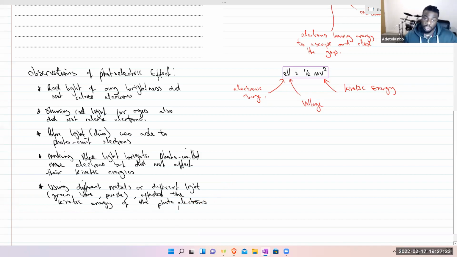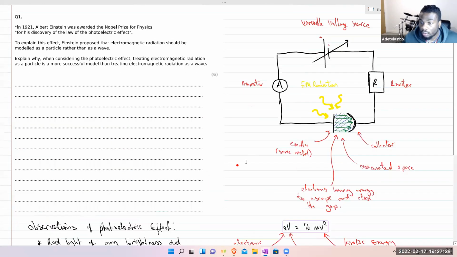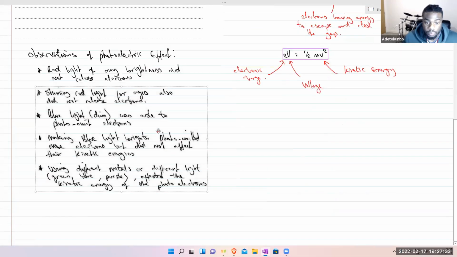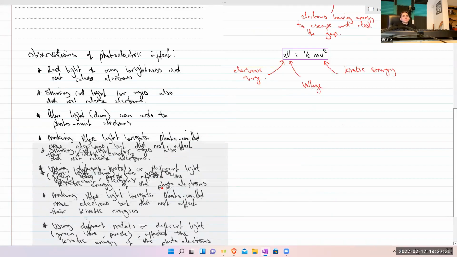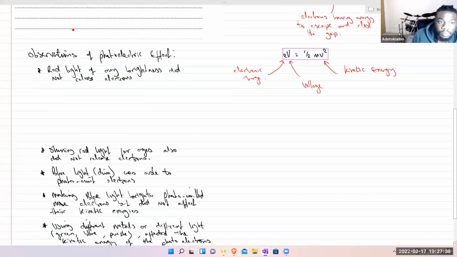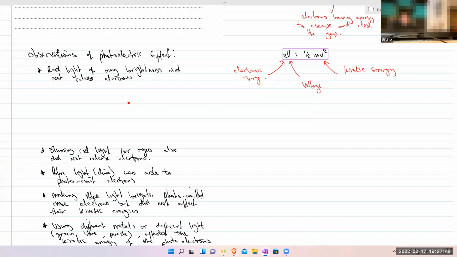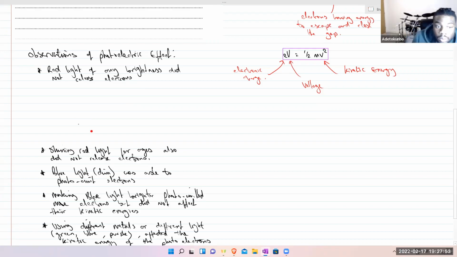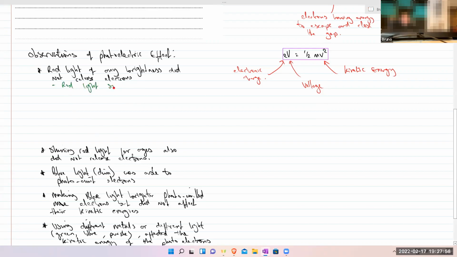So, 5 observations. Now let's go through the reasoning of why these 5 observations exist, or rather what they mean. Let's talk about the first observation: red light of any brightness did not release electrons. What does that suggest? That is what I said in the beginning: the red light does not have enough energy for the electrons to speed up when they absorb it.